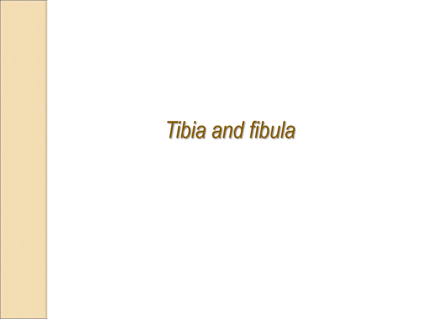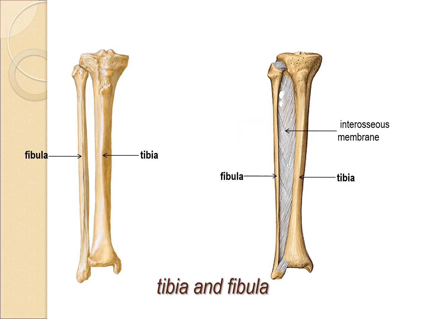Tibia and fibula are bones of the leg. Tibia and fibula are long bones of the leg. They have the shaft and two ends, upper and lower end. They articulate with upper and lower ends. Space between them is filled by interosseous membrane.